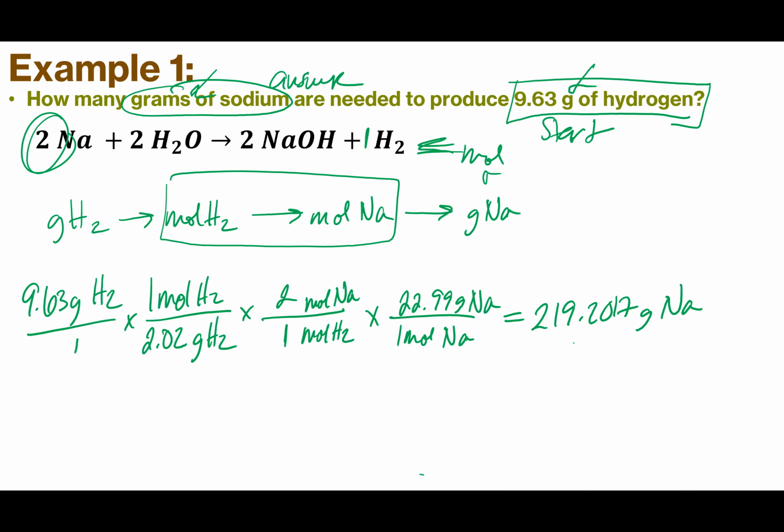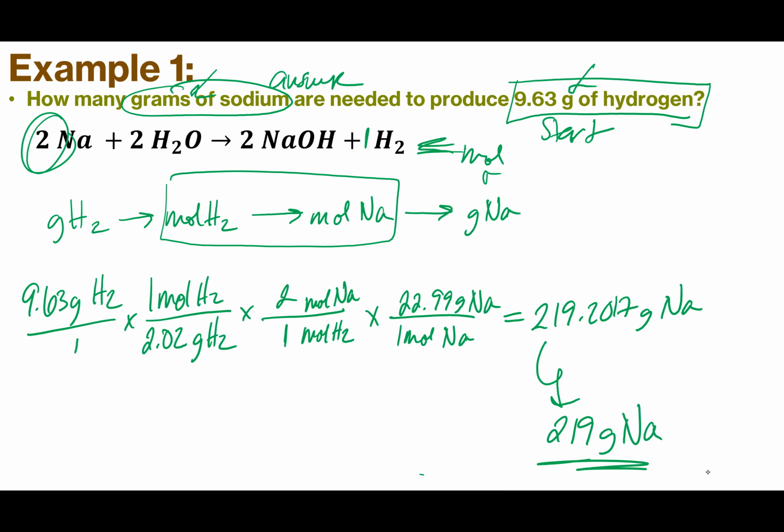We want 3 significant figures because we're limited by hydrogen. And so this should really be 200. That looks horrible. 219 grams of sodium are needed. So this would tell us 219 grams of sodium should react and give us 9.63 grams of hydrogen.